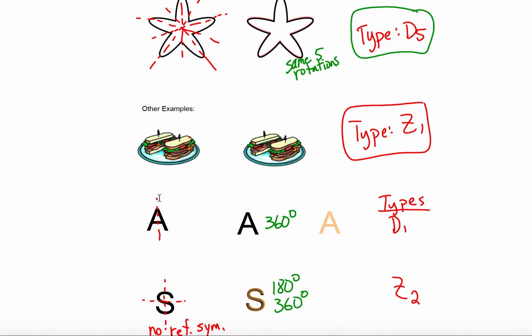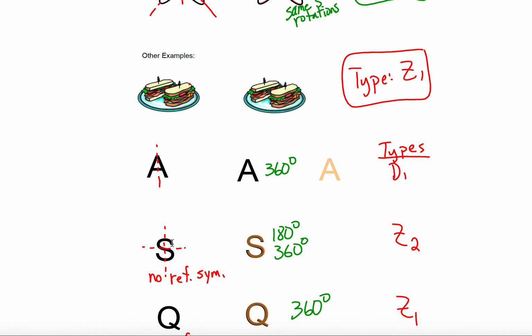The letter A, if I draw a vertical line down through the center, I get a reflective symmetry, and if I went 360 degrees all the way around, I would also have a rotation. And so we have a reflection and a rotation, which makes it a D, and there's only 1 of them, so it's a D1. The S, on the other hand, has no reflective symmetries, because if you draw the line through here, the S would be backwards. Think of it as you draw a backwards S.